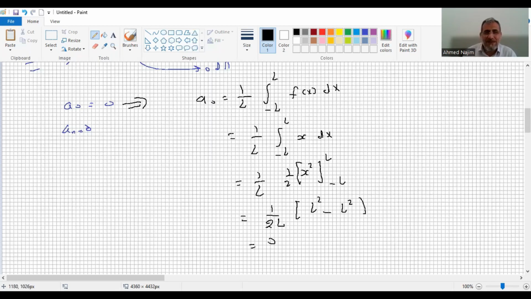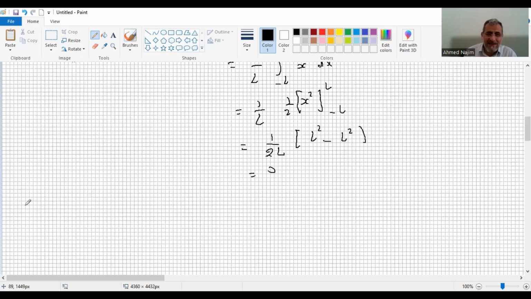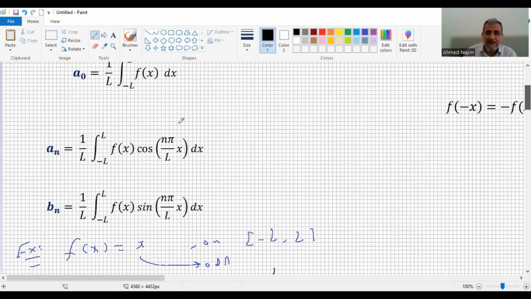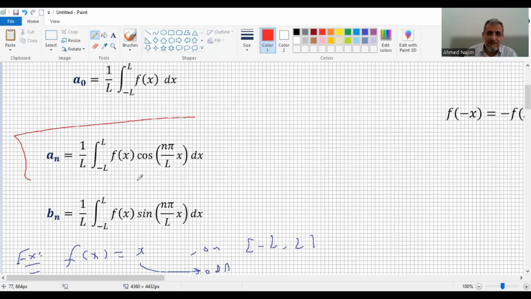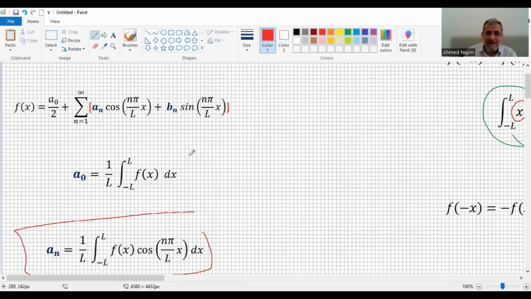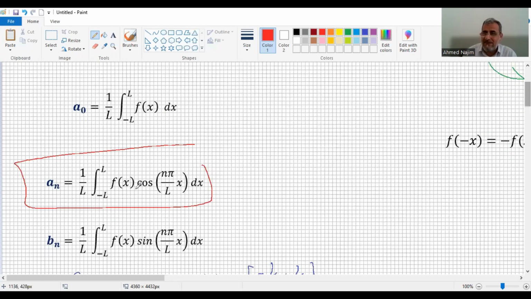So A naught is 0. Second, what about A n? A n is also 0. See, A n equals 1 over L integral from negative L to L of f of x cosine n pi over L x dx. Again, look at A n. This is the A n. We have to find A n because we have here the cosine. Replace f of x with x. See how to find the integral now.